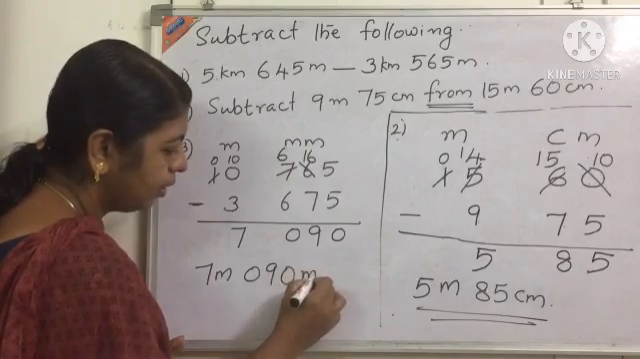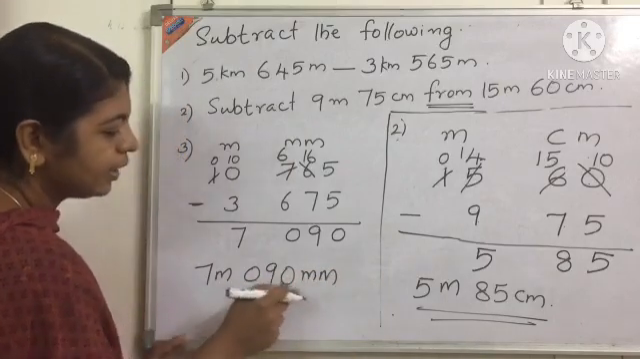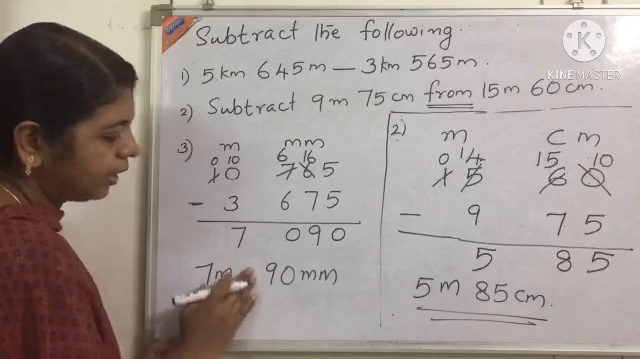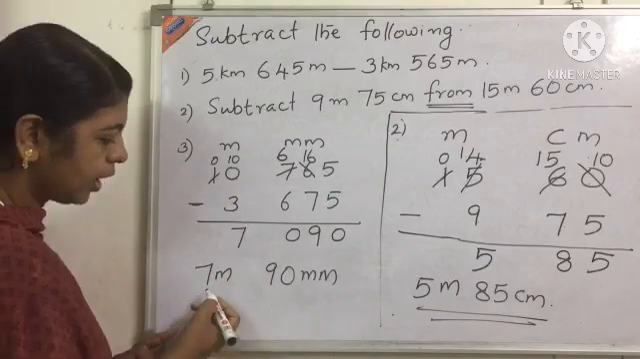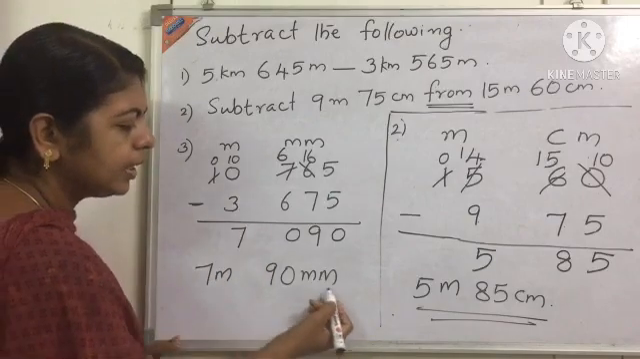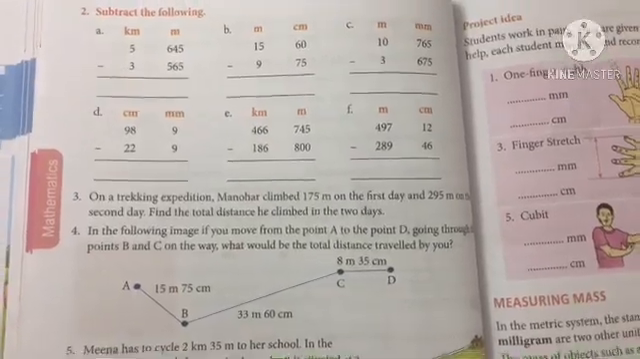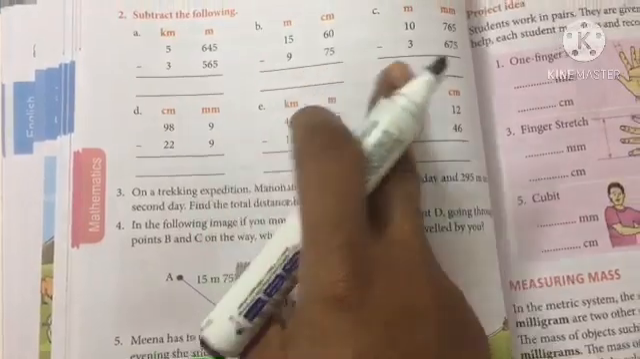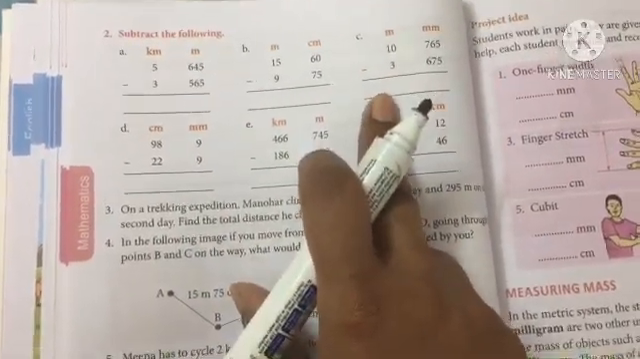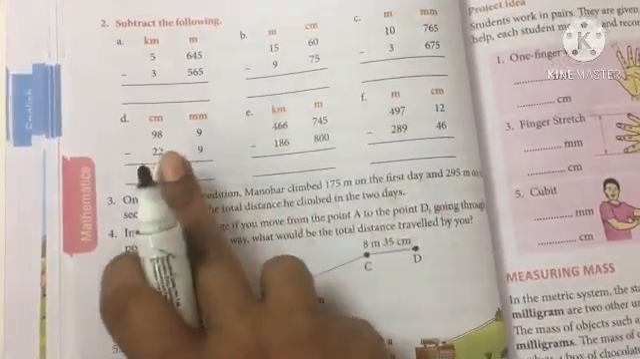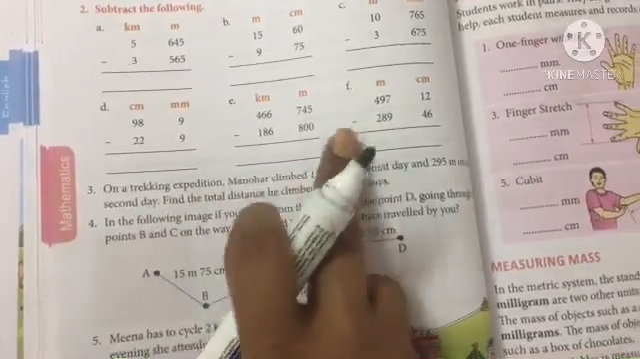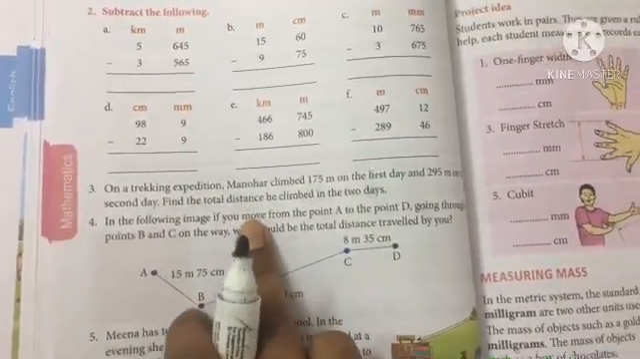090 millimeter. 090 means it's 90 millimeter. Okay, 7 meter 90 millimeter. Page number 106. These 3 questions, first 3 questions A, B, C we have done now, and the remaining D, E, F you want to do as homework.